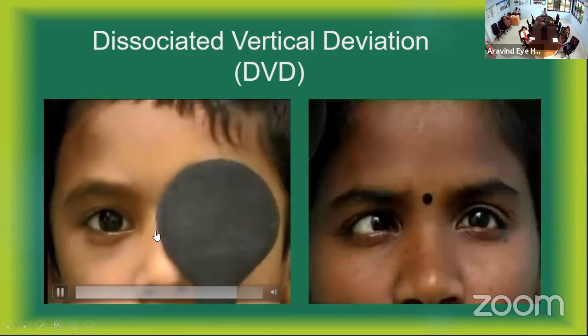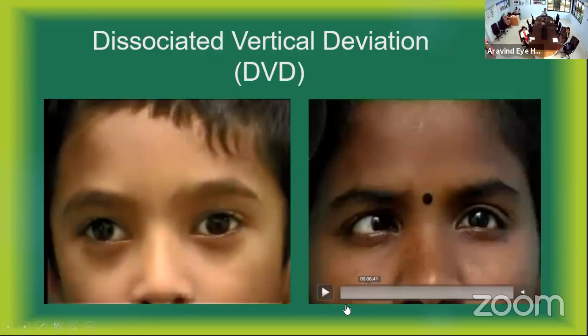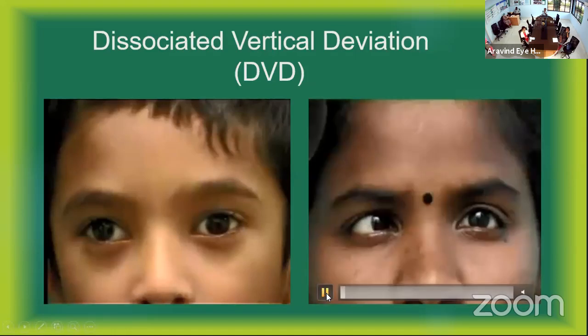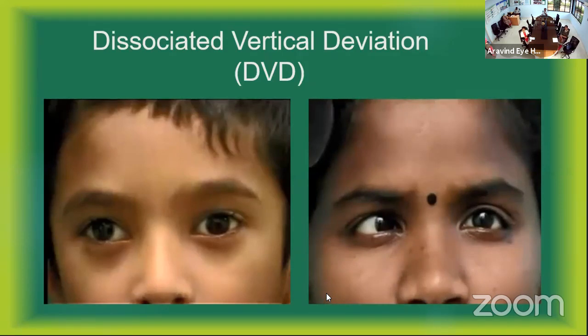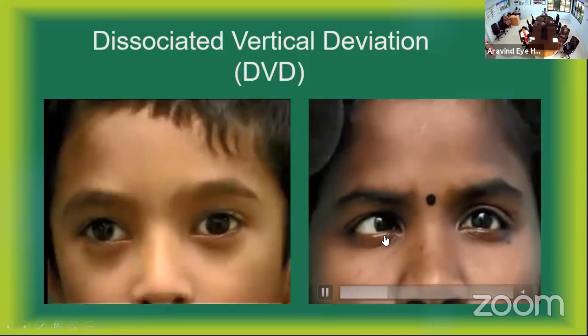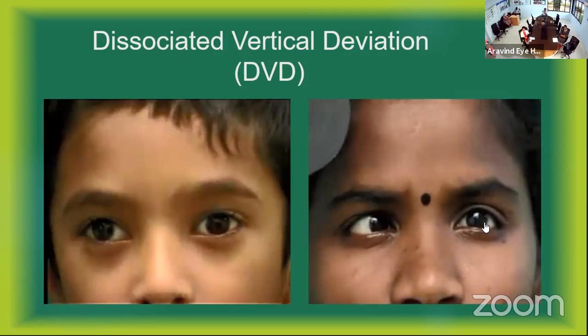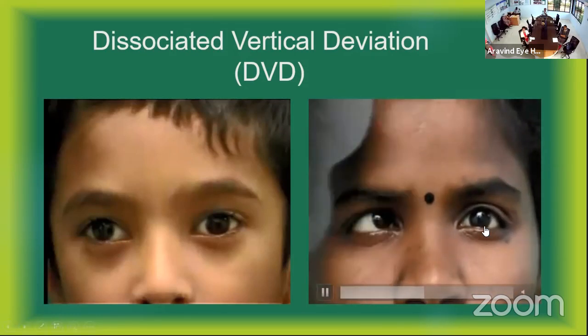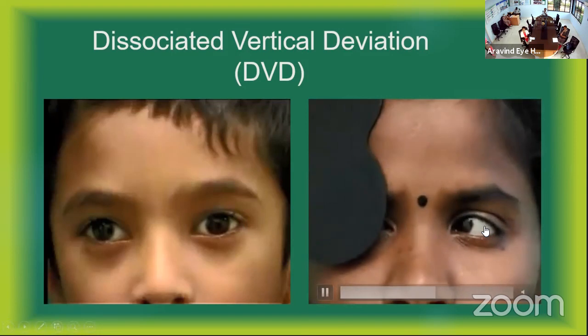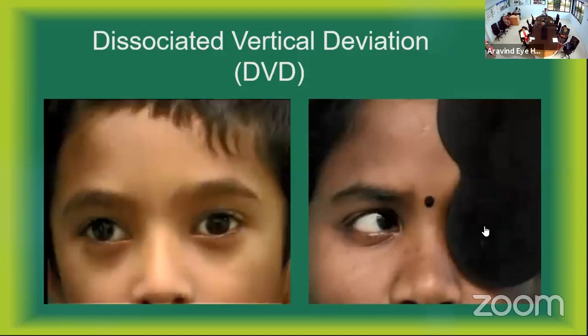Here, even though the exotropia is moving, it's not going from above to below. So it's a DVD. Here also you will be able to see a DVD in the case of esotropia. You close and you take off the cover. You see that the eye slowly comes down, but there is no movement in the other eye. This is what we call dissociated vertical deviations. It's very commonly seen in esotropias and exotropias.